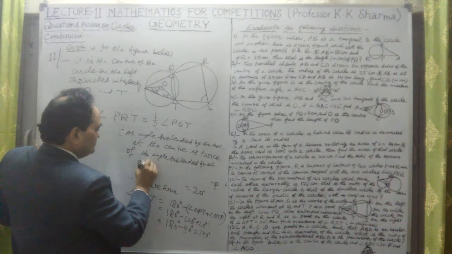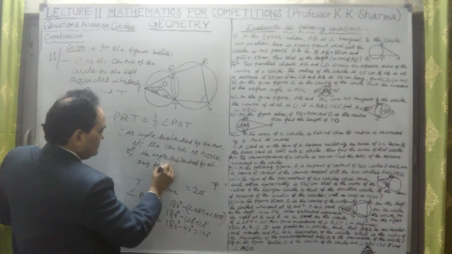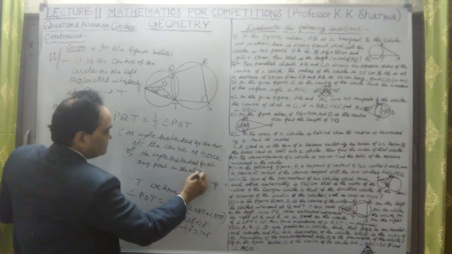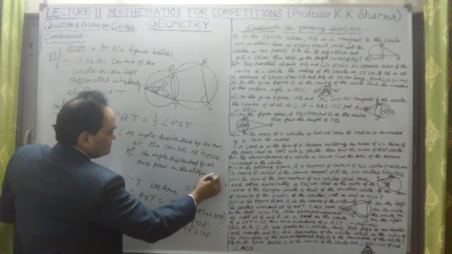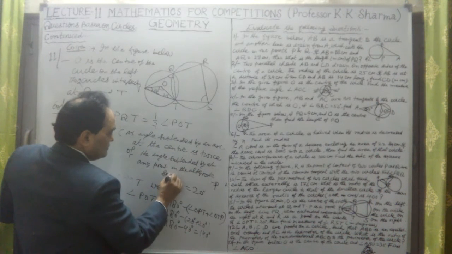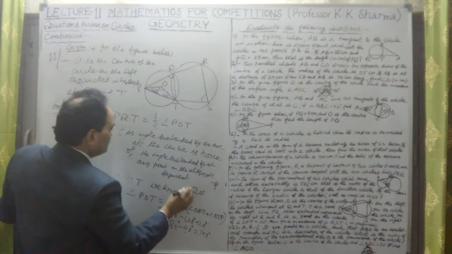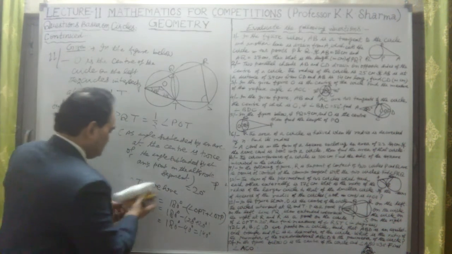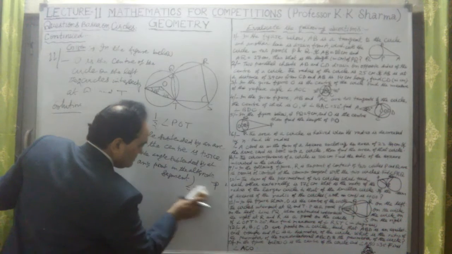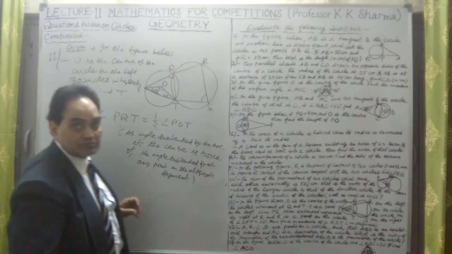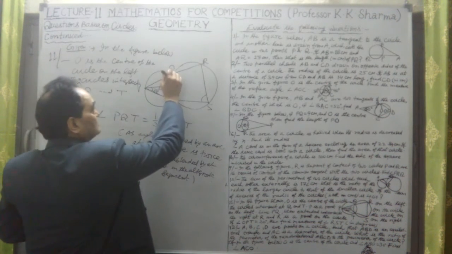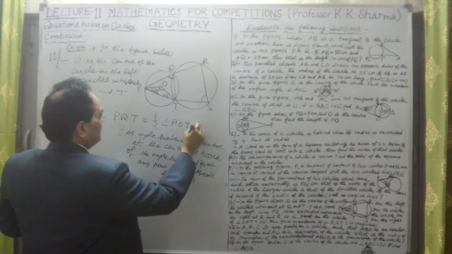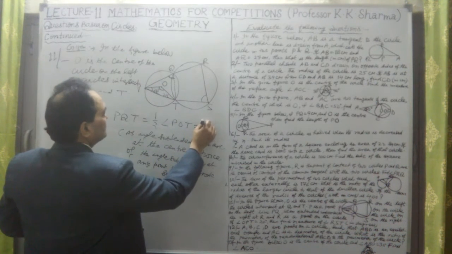at any point in the alternate segment. This we know, in the alternate segment, in the major arc or minor arc, the angle subtended will be half of this. This angle is half of this whole angle. This is 140, we have just calculated. This is equal to 140 degree.